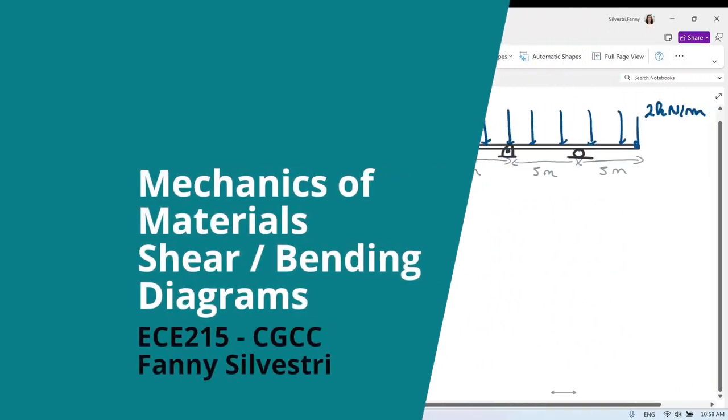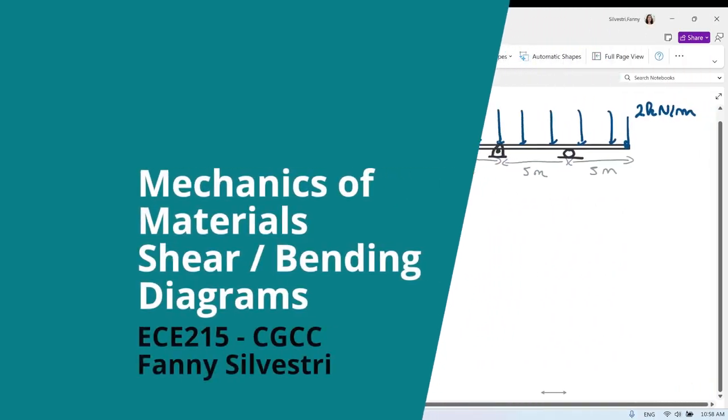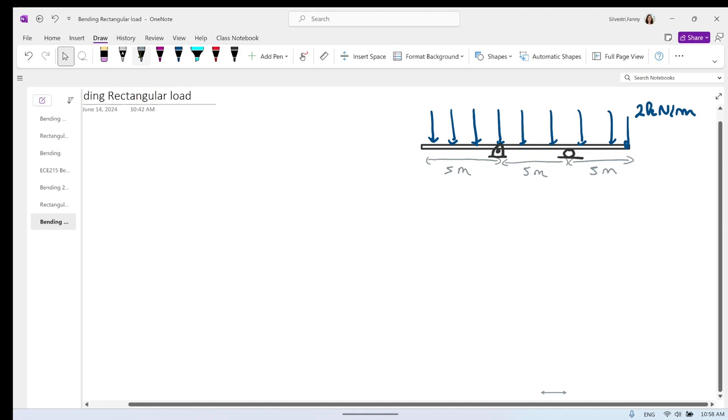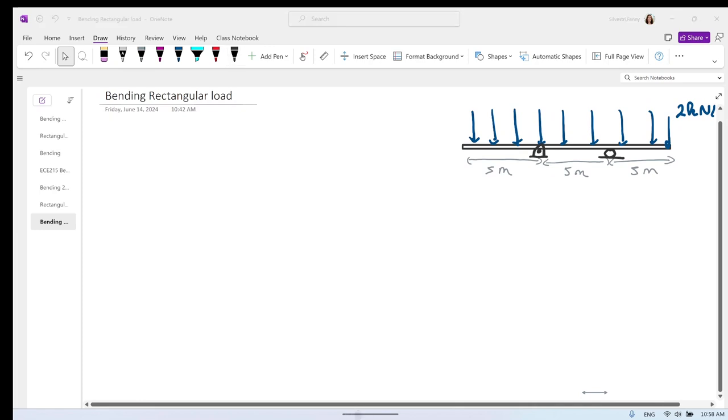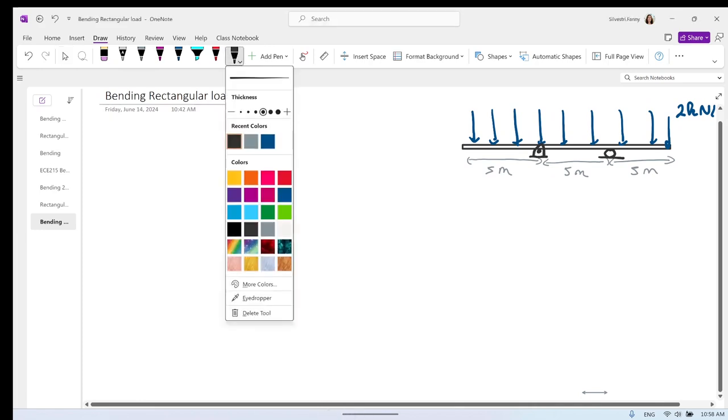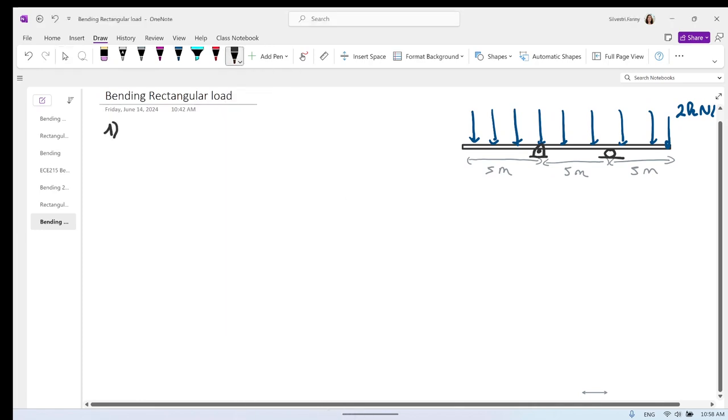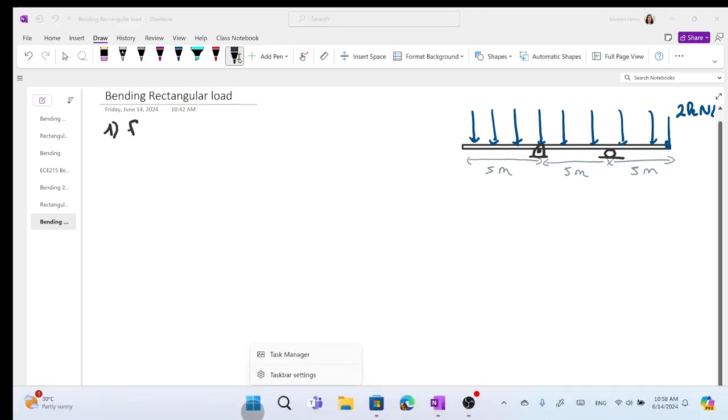Okay, so in this problem, we will study the effects on a beam of a distributed load that is just a rectangular distributed load all the way from the beginning to the end of the beam. The first steps: because it's a distributed load, we need to find the resultant force, Fr.